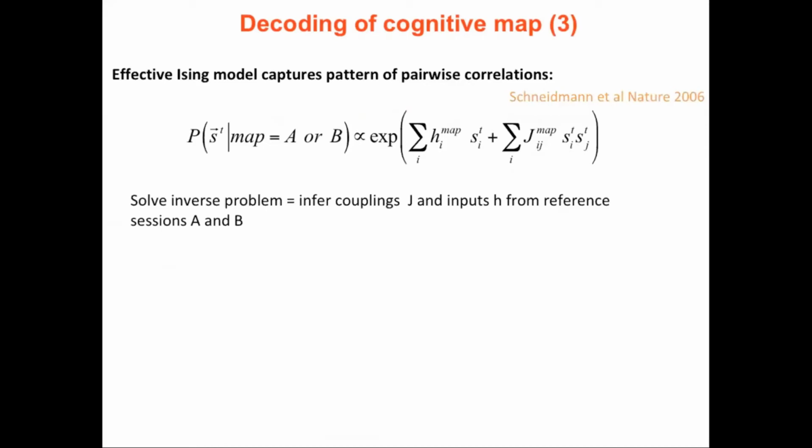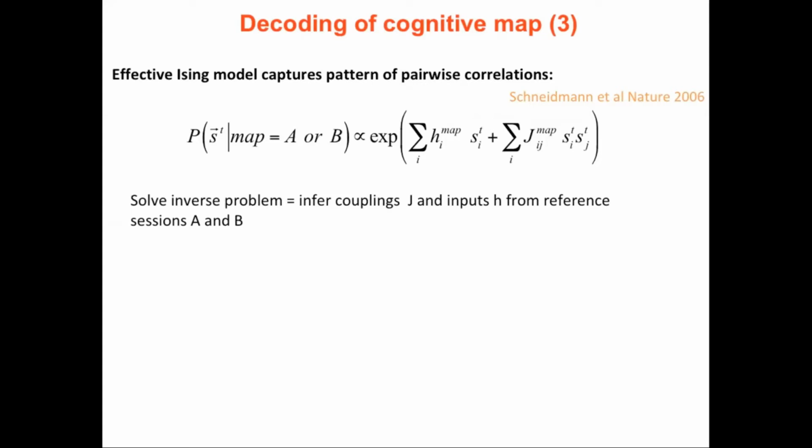So we'll use an effective Ising model, which is built from the data and which captures the patterns of pairwise correlation. This idea was put forward by Schneidman and collaborators in 2006, in a completely different context. They were interested in analyzing retina data.